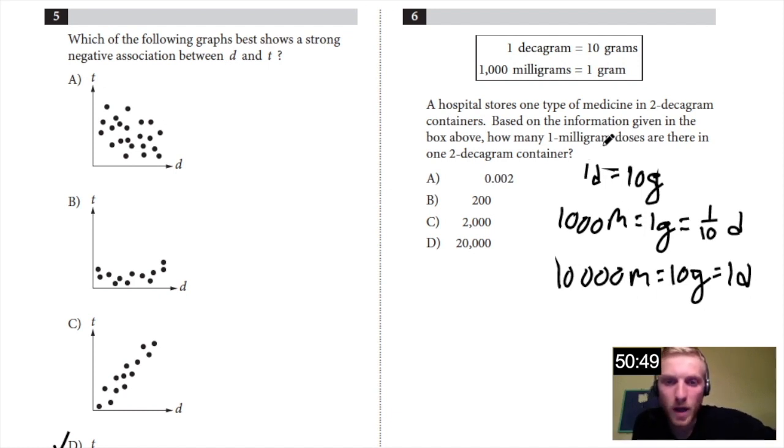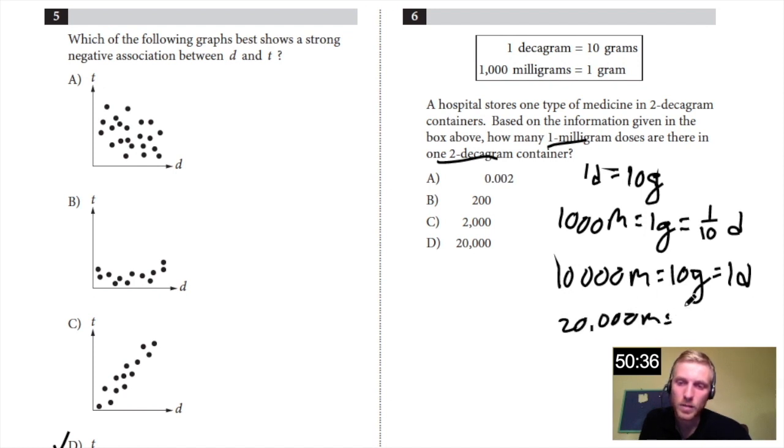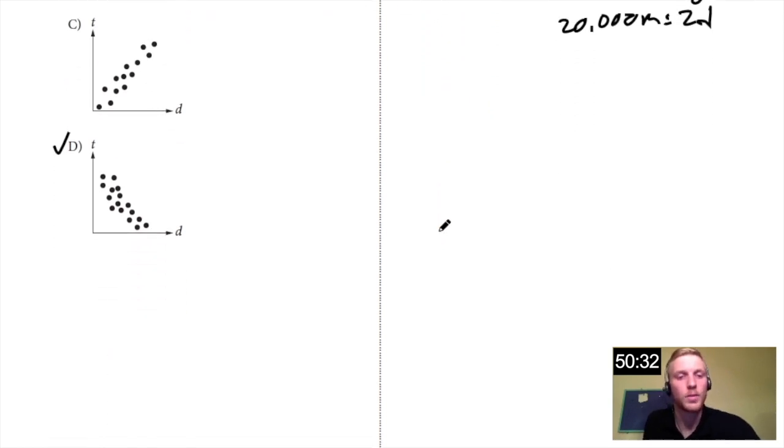But our question is, how many 1 milligram doses are there in one 2 decagram container? So we need to multiply everything by 2. 10,000 times 2 gives us 20,000 milligrams is equal to 2 decagrams. So answer D. All right, moving along.